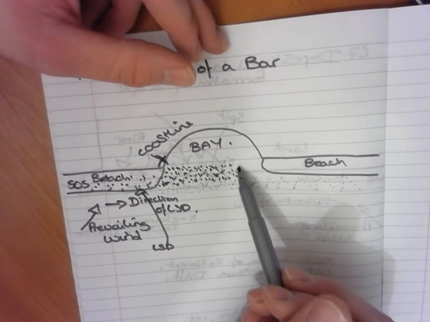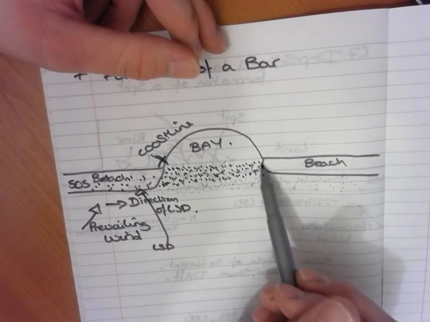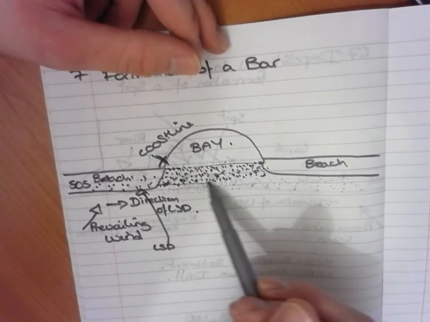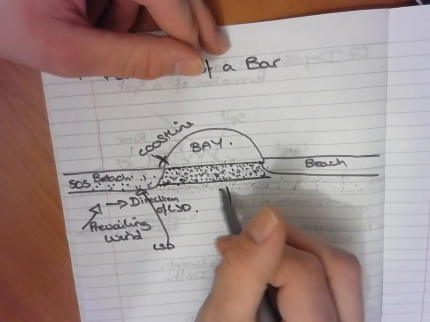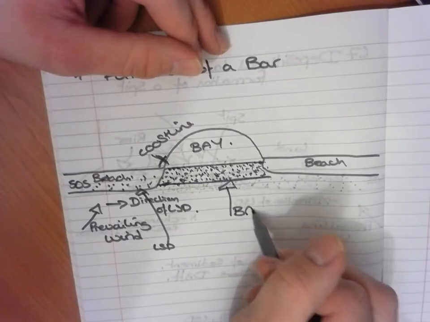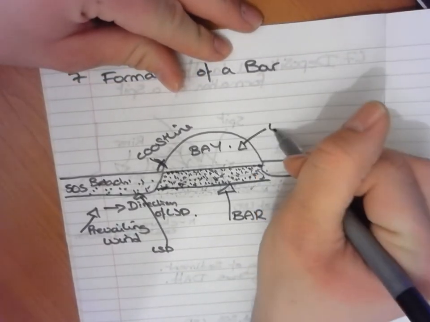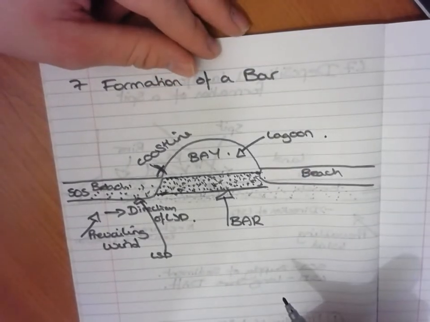And what happens is it joins two headlands or two pieces of coastline together. And what you end up with is a spit that is connected on both ends. Now this landform here we call a bar. Once the bar has formed, the bay turns into a lagoon, a saltwater lagoon.